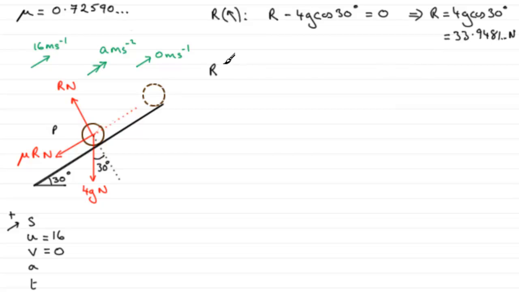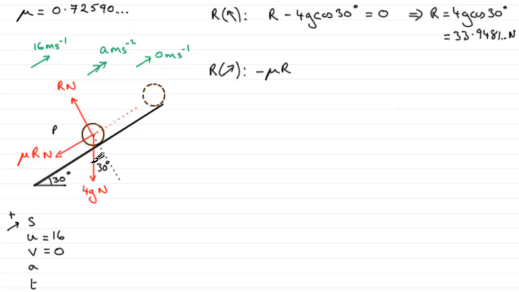If we resolve up the plane, always resolve in the direction of motion. So up the plane is positive. What we've got now is a negative force here, minus mu R. All of that acts in the opposite direction. And then we've got to take into account the components of the weight down the plane.